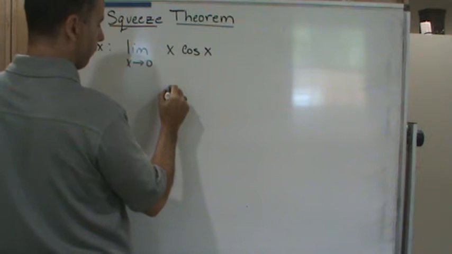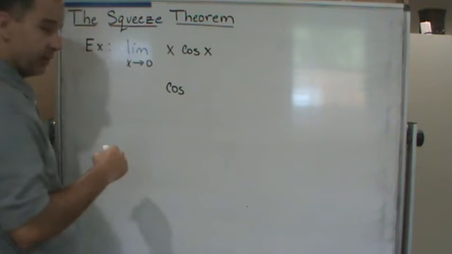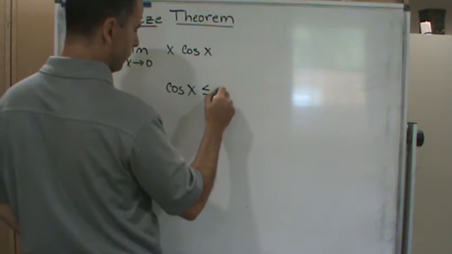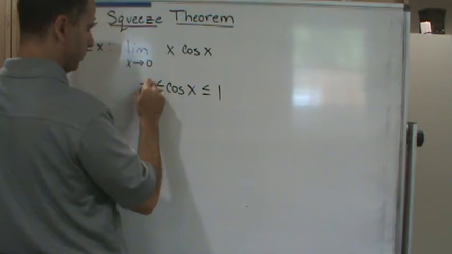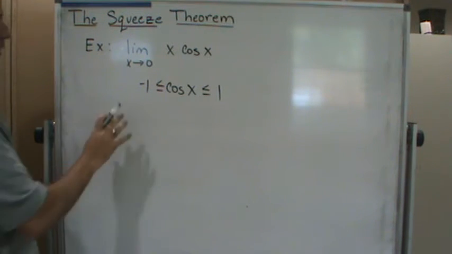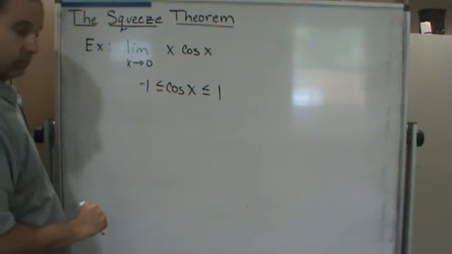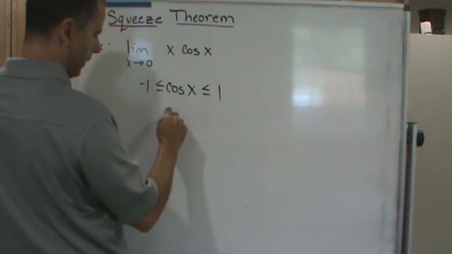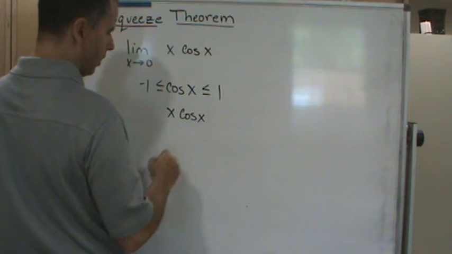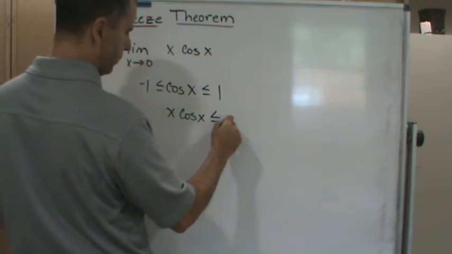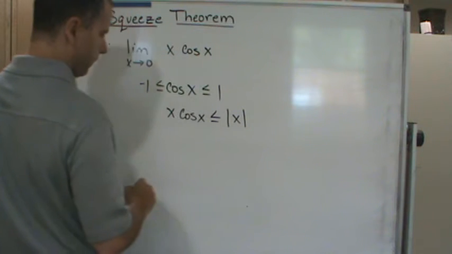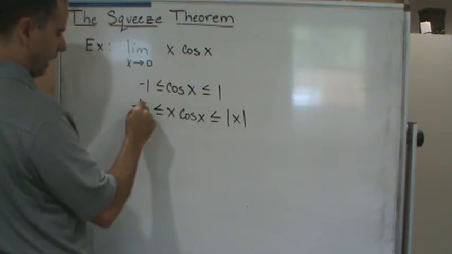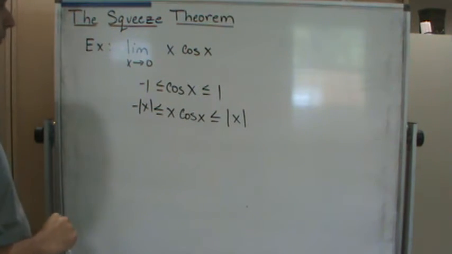We know that the range of cosine x is always less than or equal to 1 and greater than or equal to -1. Which means that if I multiply everything by the absolute value of x, then I also get that the absolute value of x times cosine x is less than or equal to the absolute value of x and is greater than or equal to the negative of the absolute value of x. Okay?